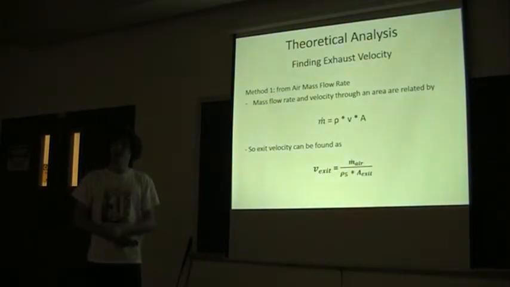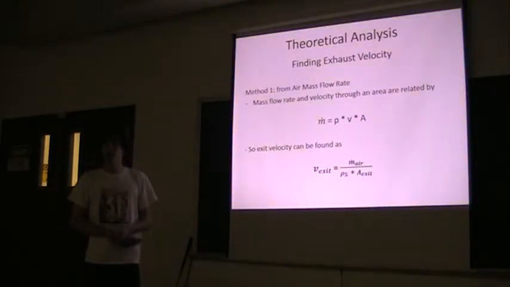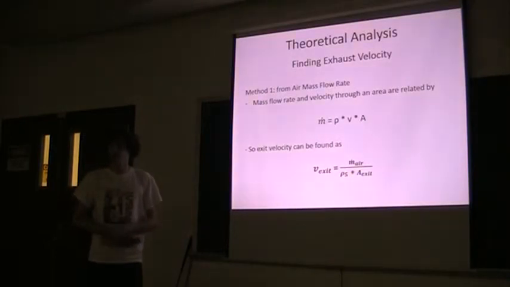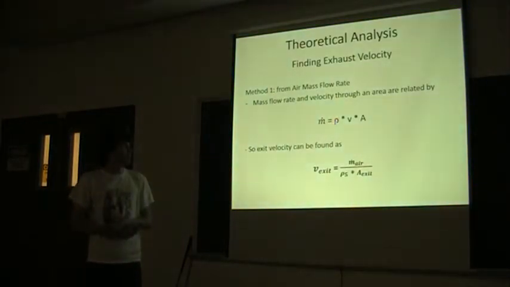All right, so going on to the theoretical analysis, you want to find the exhaust velocity. That's important because it's going to be what's pushing your aircraft, or pushing the fluid if you're using it for turbo machinery. So the mass flow rate equals the density times the velocity times the area. It's basically all from fluid mechanics. So the exit velocity can be found as the mass flow rate divided by the density times the area of the exit.